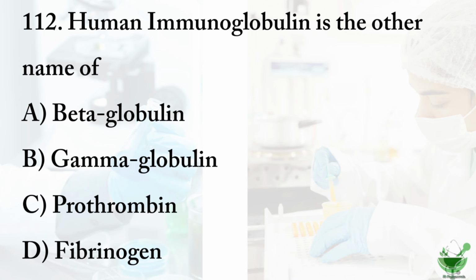Then question number 112. Human immunoglobulin is the other name of option A beta globulin, option B gamma globulin, option C prothrombin, option D fibrinogen. The correct option is option B gamma globulin.